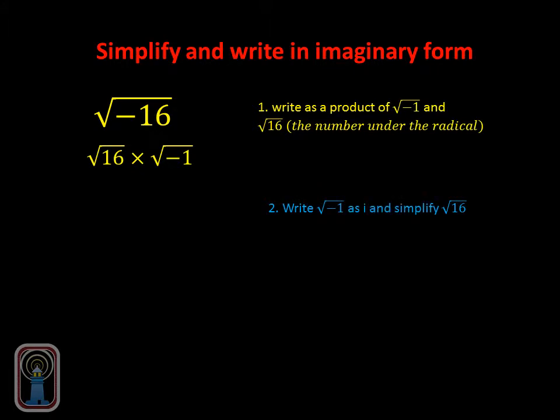Second, we're going to write the square root of negative 1 as i and simplify the square root of 16. The square root of 16 is 4. Finally, we're going to write it in the form of bi. For this problem, the square root of negative 16, the answer is 4i. This is now in imaginary form.